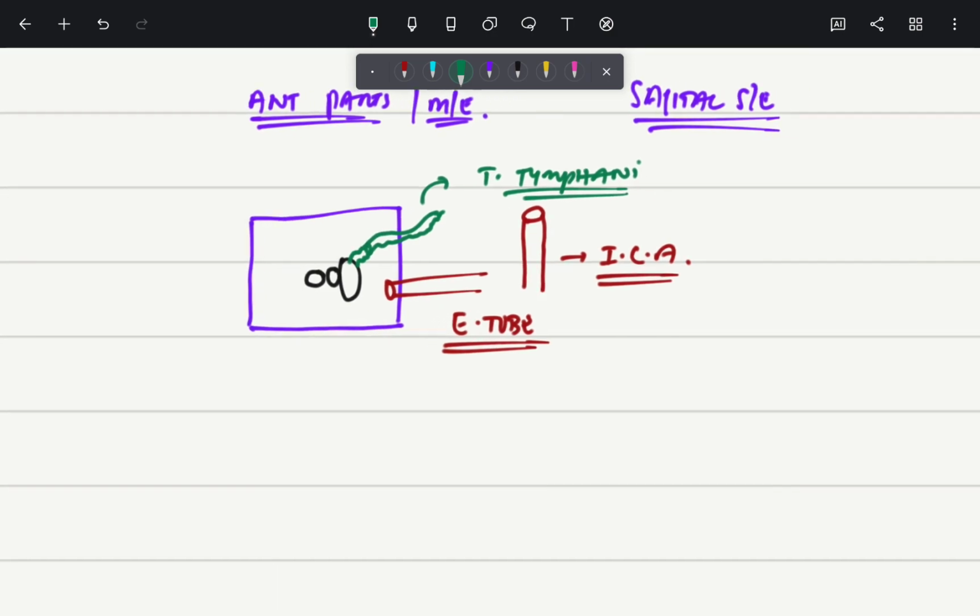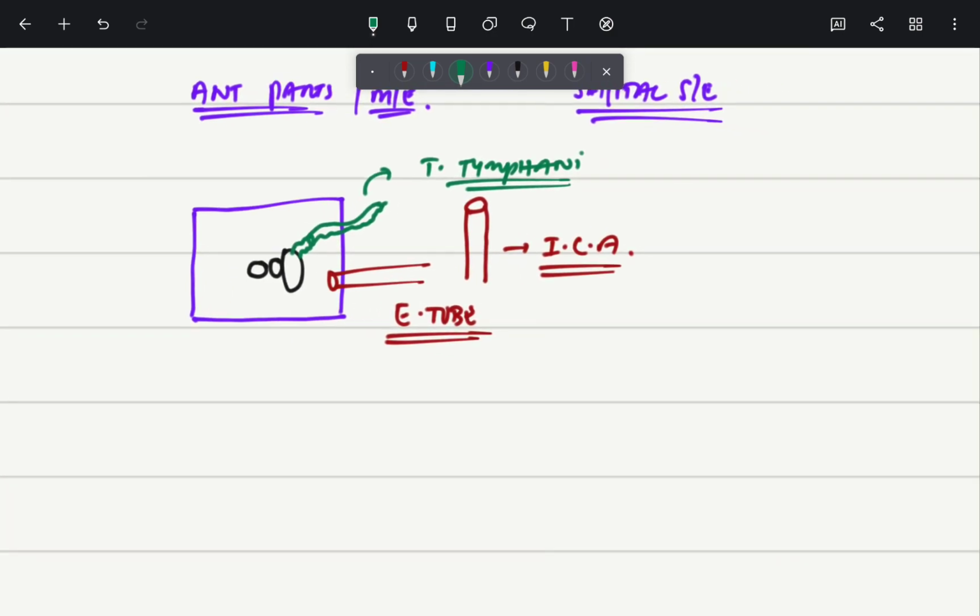Okay, so what are the three structures that are present in the anterior wall of the middle ear? The answer is simple. One is tensor tympani. The second one is your internal carotid artery. The third one is your eustachian tube. I hope you are clear with the parts.